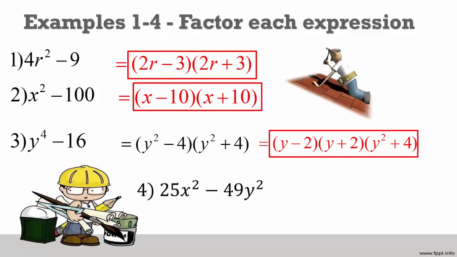In example number 4, we're asked to factor 25x squared minus 49y squared. So here we see the perfect squares. We see 25 is 5 squared. We have the x squared. We know that 49 is 7 squared. We have the y squared, and we have the difference. So we use our rule and we end up with 5x minus 7y times 5x plus 7y.